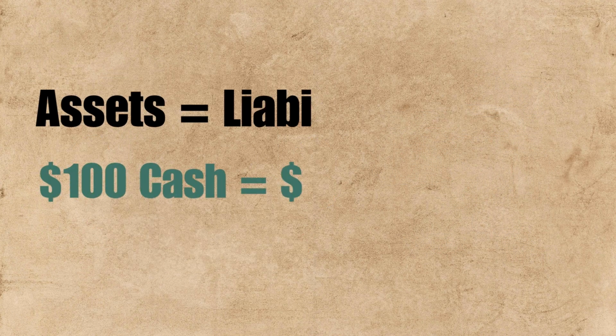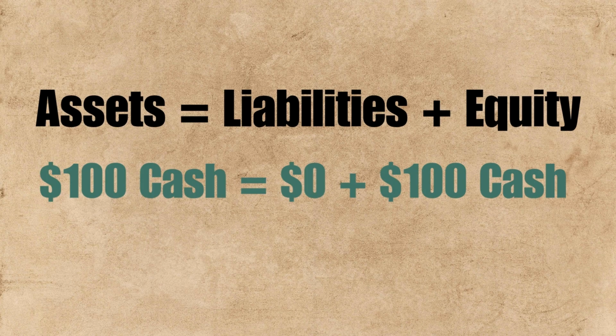So when we put those numbers into the accounting equation, you will see that the equation balances. Or in other words, both sides of the equation equal each other. $100 in assets equal 0 liabilities plus $100 of equity. Or in other words, he has $100 of cash, which is financed by the money that he put in himself.